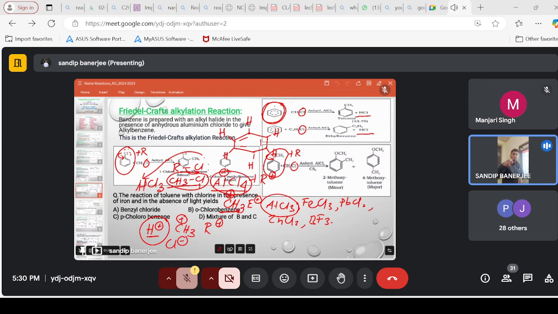You can say this is nothing but an electrophilic substitution type reaction. Any question, anyone? Any confusion? Any argument? Whatever you want, you can ask me. No problem.